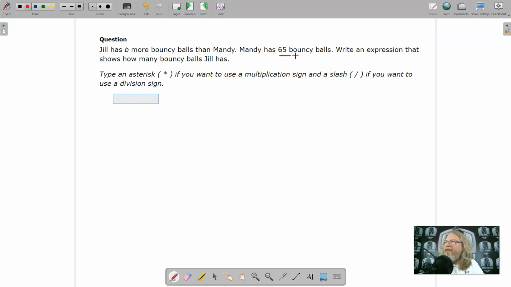Well, Mandy has 65, and Jill has B more, so this is addition, right? So we want to start with the 65 that Mandy has, and we want to add the value of B to 65 to represent the amount that Jill has, and that's exactly what the question's asking us. How many does Jill have? So we're going to type in 6, 5, hit that addition sign on your keyboard, and then type in the letter B.